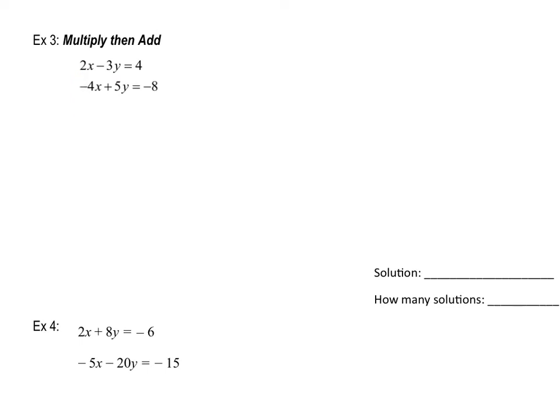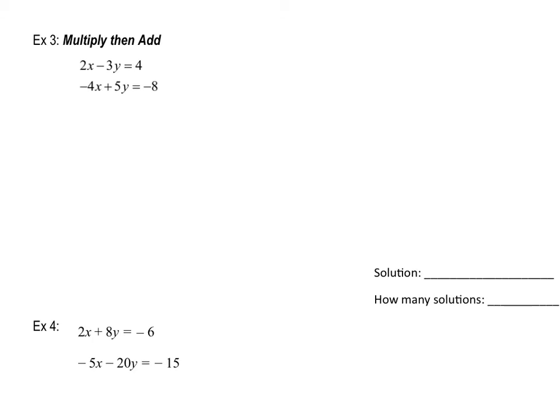So which one's almost opposite of each other, the x or the y? The x. The x is almost there, right? If I can make this 2x what, to make it opposite of negative 4x? Make it a 4x. We will be multiplying by 2 to make that happen.